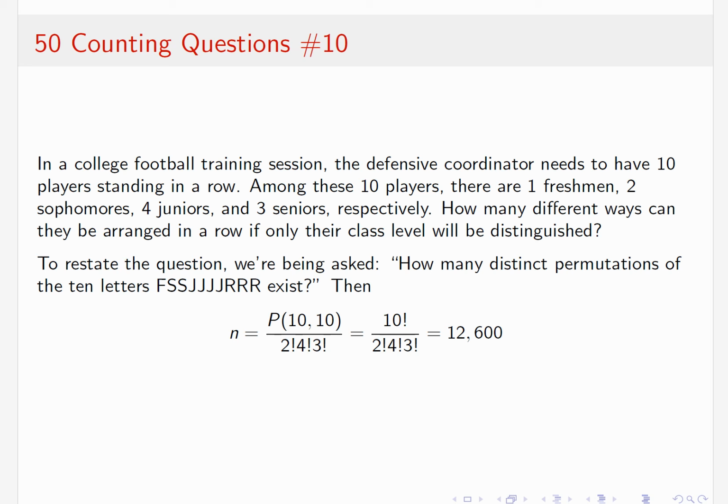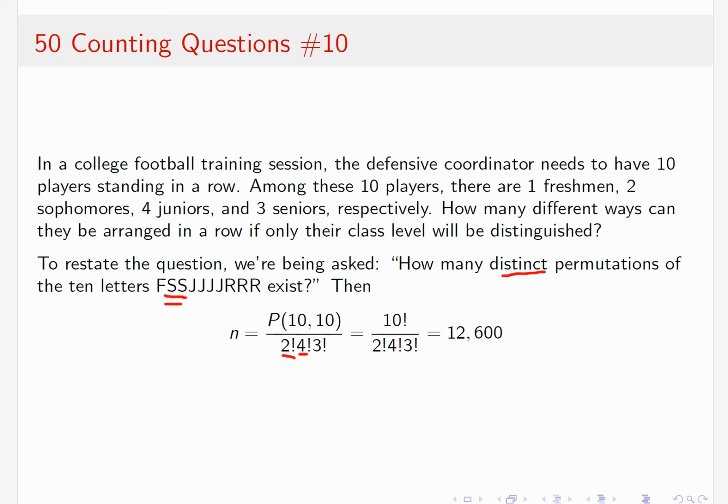The problem is where it comes to distinct permutations, right? Where there are the sophomores standing, we could swap the order. Let's say that Joe and Sam are both sophomores. Joe could be first in line and Sam could be last, or Sam could be first in line and Joe would be last, and we couldn't tell the difference, right? That's why we're dividing the 10 factorial by 2 factorial. That's going to sort out the two S's.